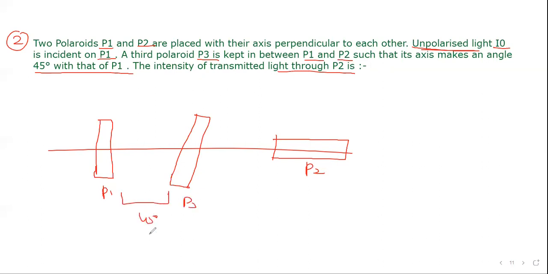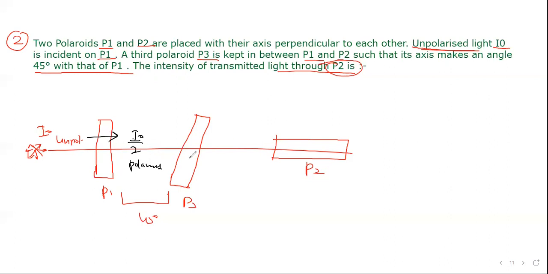Now listen carefully. They said unpolarized light is coming. Unpolarized means the electric vector varies in all directions. They're asking for the intensity after passing through P2, the last polarizer. This is unpolarized light. When unpolarized light passes through a polarizer for the first time, it gets polarized and the intensity in this region will be I naught by 2. When it passes through P1, intensity becomes half of the initial and the light is now polarized. Keep that in mind.